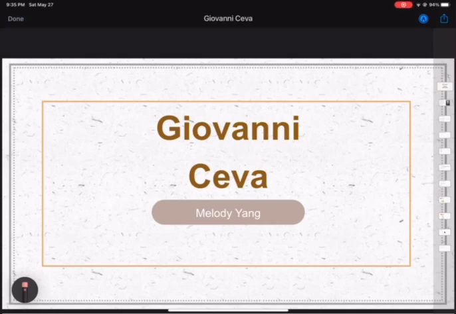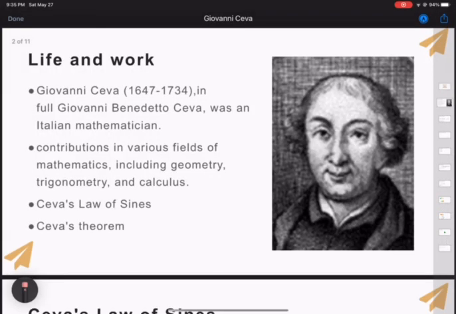Okay, today I'm going to talk about the mathematician Giovanni Ceva. He was an Italian mathematician, and he contributed to various fields of mathematics and also science, but mostly mathematics, including geometry, trigonometry, and calculus. He contributed to several laws of science and also several theorems, and I will talk about these tools in the following pages with examples.